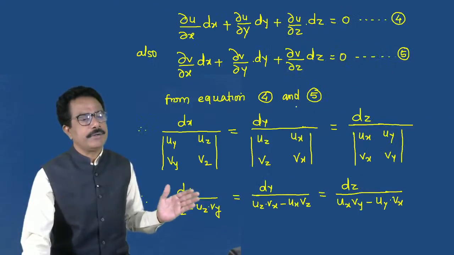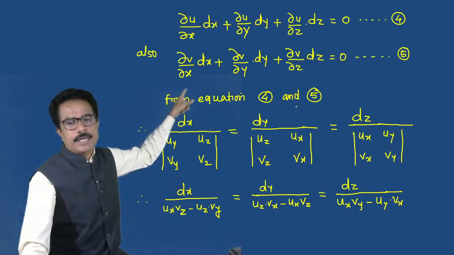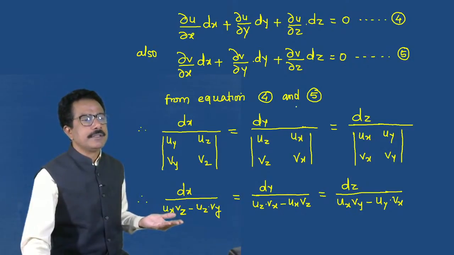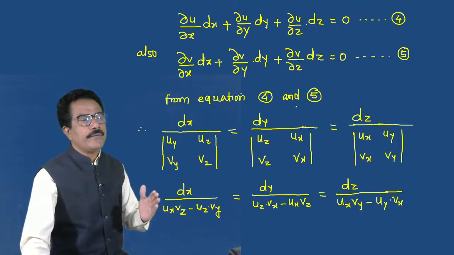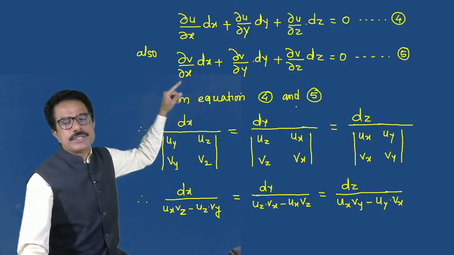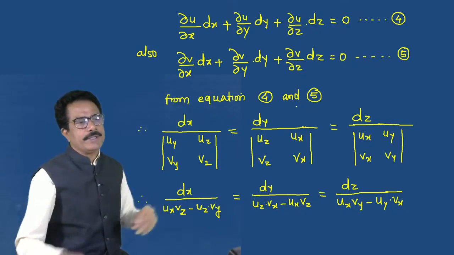The derivative of the constant c1 is 0. Similarly, we can write ∂v/∂x into dx plus ∂v/∂y into dy plus ∂v/∂z into dz. Now suppose this is equation number 4 and equation number 5.